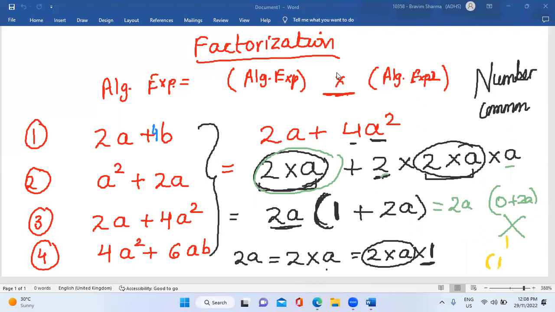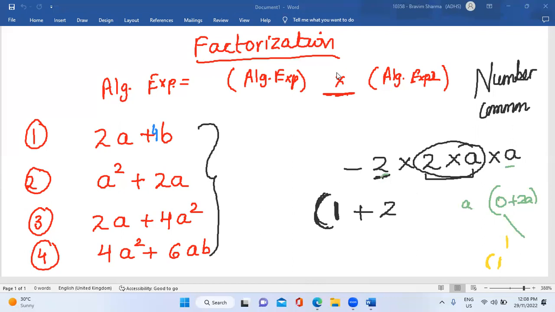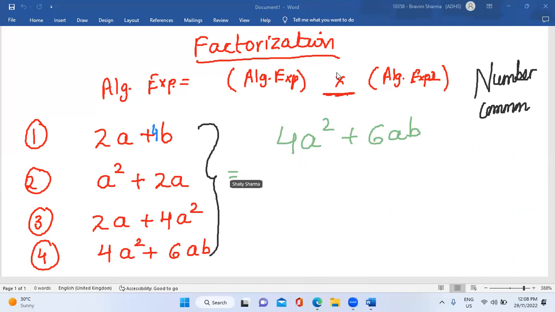Next question is now, I hope everything is clear so far. Now the next question is 4a squared plus 6ab. So we have 4a squared plus 6ab. Now we have numbers here, we have letters here. So again, I will be writing in expanded form. So this is 4 times a squared and this is 6 times a times b.